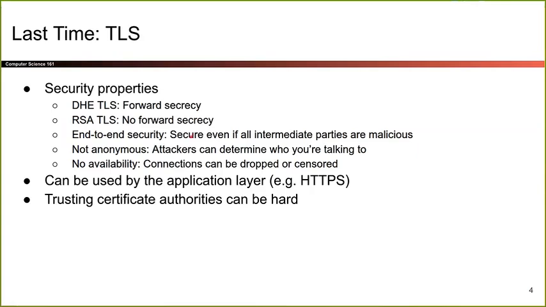But there are some drawbacks. So TLS is not anonymous. People can figure out who you're talking to. And it doesn't provide availability, because connections can get dropped or censored. So it's not perfect, but it's pretty good. And then we talked about how TLS is used by application layer protocols like HTTPS to secure web communication. So that connected us all the way to the very top layer. And then at the end, we talked about a bunch of blue slide optional content. And it basically could be summed up by saying it's hard to find a way to trust certificate authorities. So we have to have some sort of root of trust, and it turns out that having a root of trust can be hard. So that was last time.